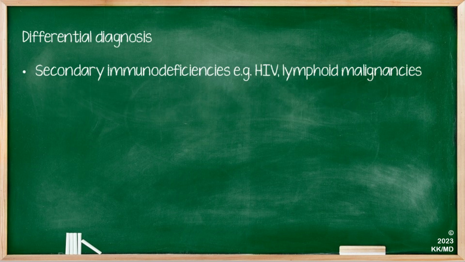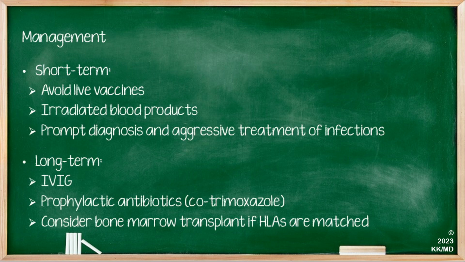The differential diagnosis really is secondary immunodeficiencies. And of course, the big ones that physicians deal with quite frequently are HIV or lymphoid malignancies. The management really is divided into two subgroups. One is short-term and the other one is long-term.